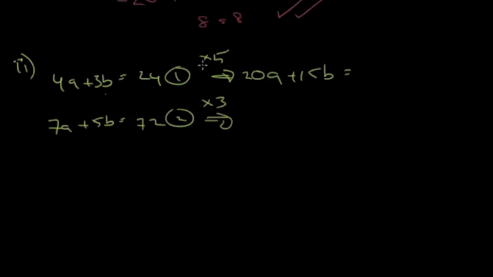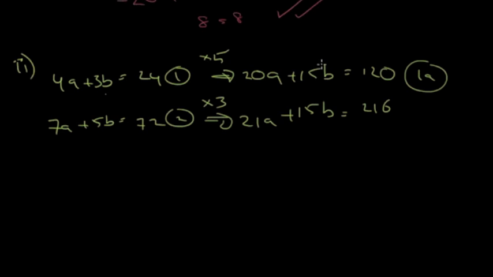Well, 5 times 25 is 250, and then we have to subtract 5, so that's 120. We can call that equation 1a, because we've modified a. And then 7 times 3 is 21a plus 15b, these are the ones we're going to cancel, equals 216. So again, I'll just circle this to make it easy to remember later. These are the same. And we can call this equation 2a.